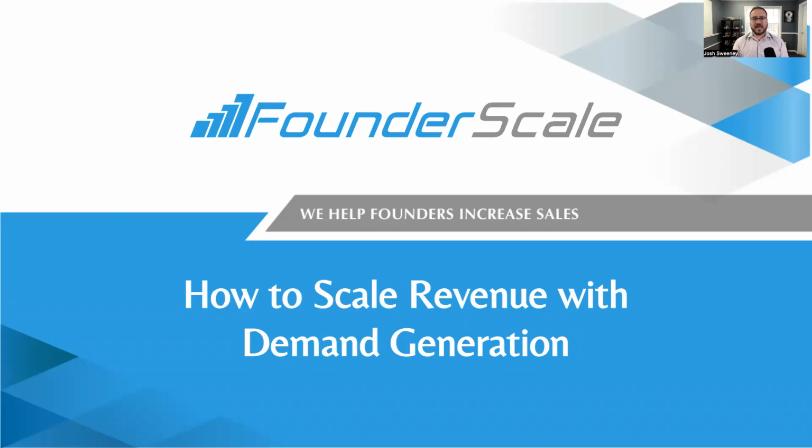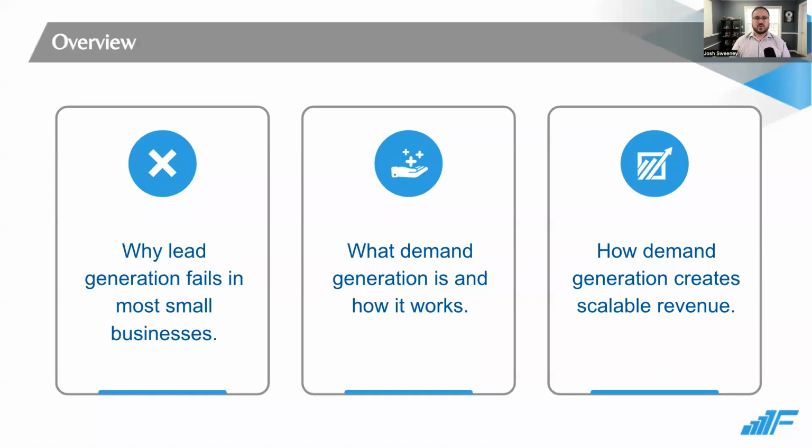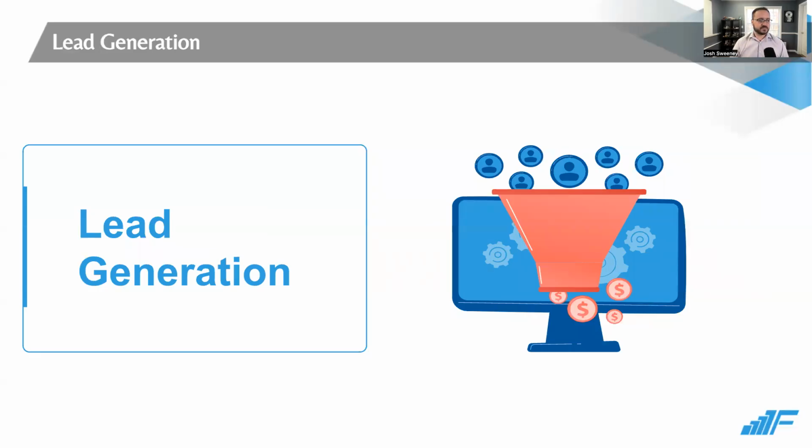So my goal today is to share some of that experience, which I'm going to do by focusing on 3 core topics. So the first topic I'm going to share is why lead generation fails in most small businesses. Then we're going to talk a little bit about what demand generation is and how it works. And then last, we're going to go over how demand generation creates more scalable revenue. Let's get started with lead generation.